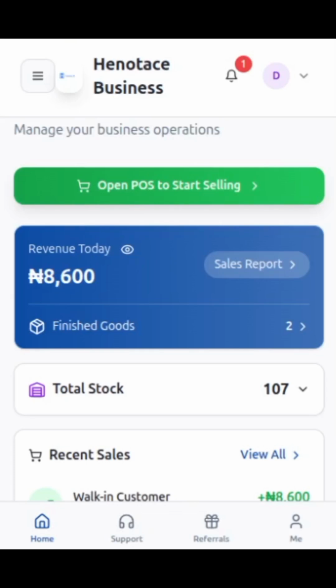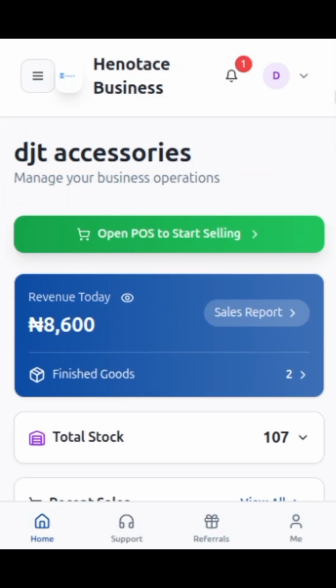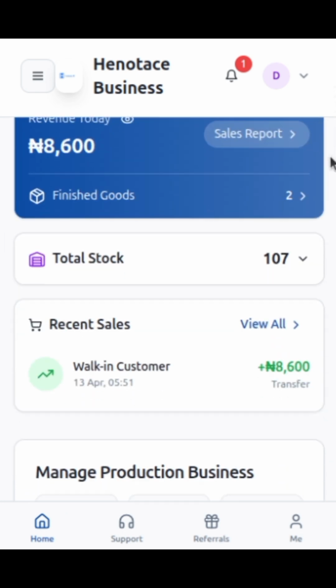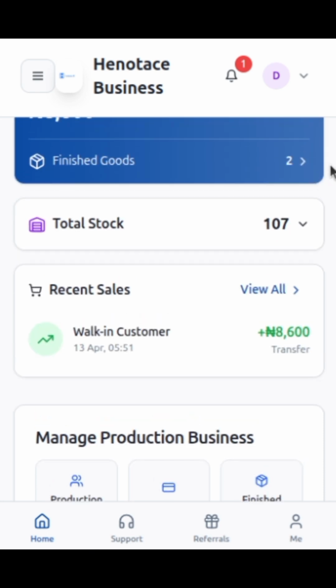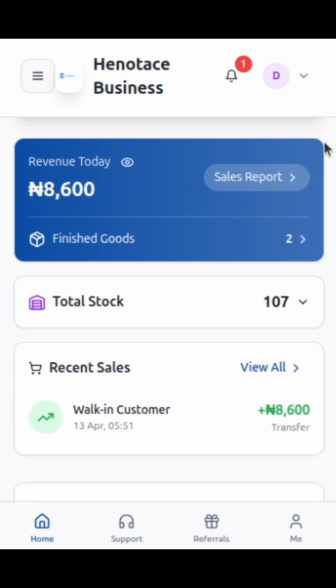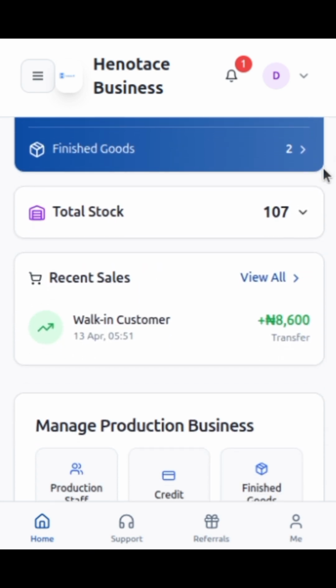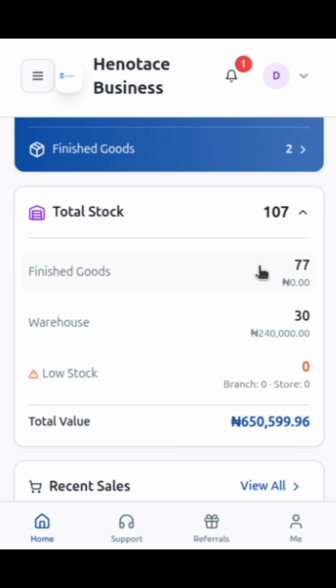This is a simple dashboard that shows how you can manage your production business in very simple steps. On this dashboard, you can see a breakdown of your revenue today, but more importantly, you can see your stock. This time around, you are seeing a breakdown of the stock. If you look at it, you see the finished goods, the warehouse, and low stock.